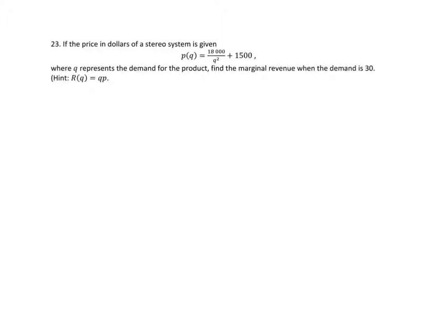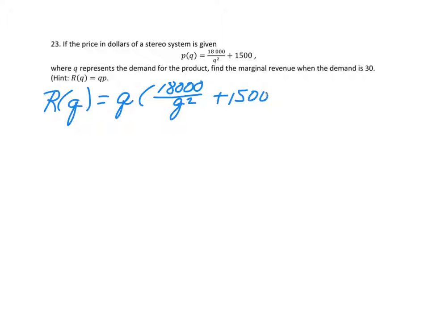Number 23 is similar, but you don't have to do the solution first. Number 23, you already have an expression for P in terms of Q. So again, R of Q is going to be equal to Q times P. And again, I took kind of a different approach from what my math lab approach was, but I get the same answer.